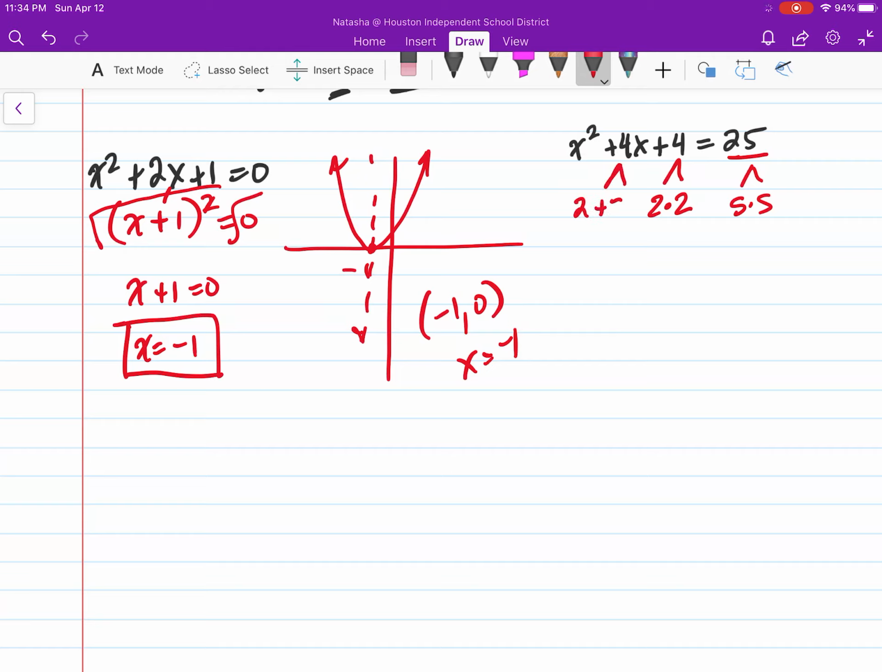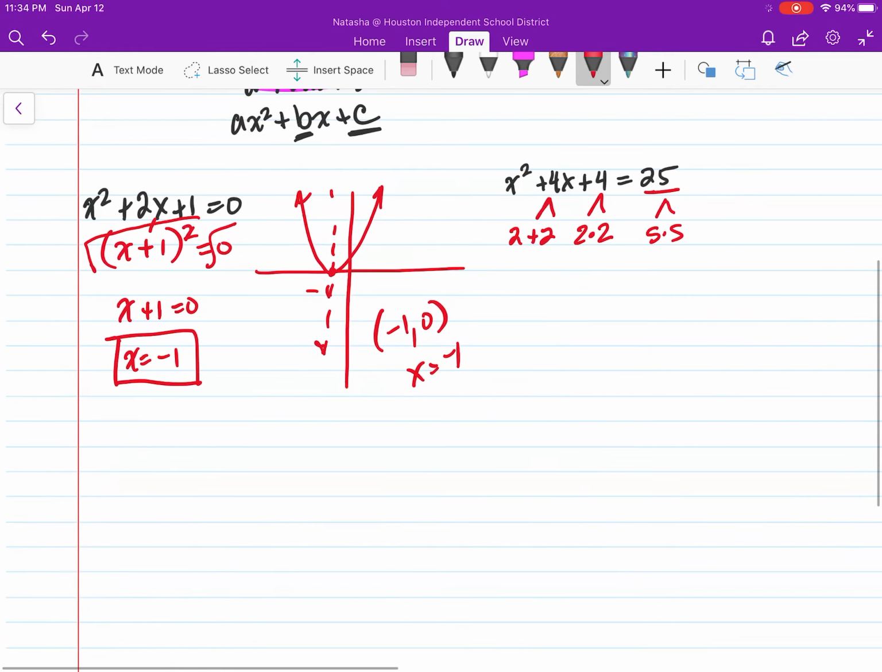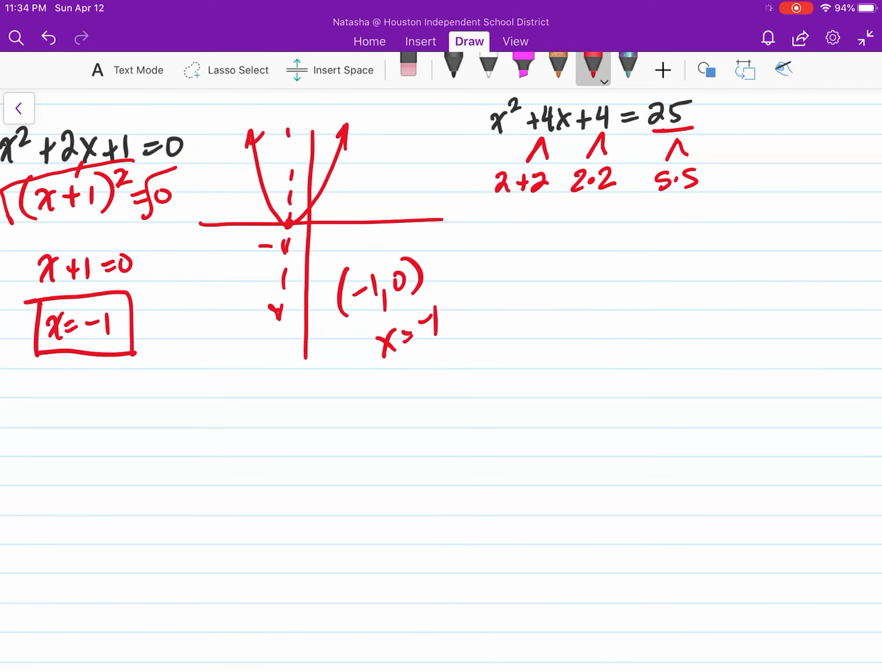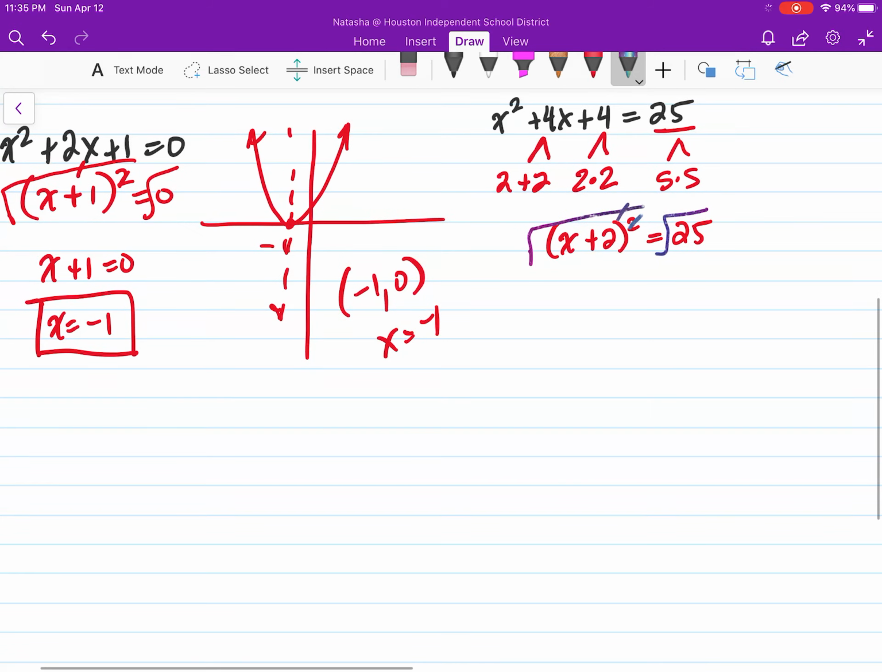Well, that lets me know that the expression on the left side is a perfect square trinomial because 4 is 2 plus 2. Okay, my C adds up to my B term. So now I'm going to rewrite the left side in factored form. So I'm going to say x plus 2, and I'm going to square that, and that's going to be equal to 25. Okay, so now I'm going to take the square root of both sides.